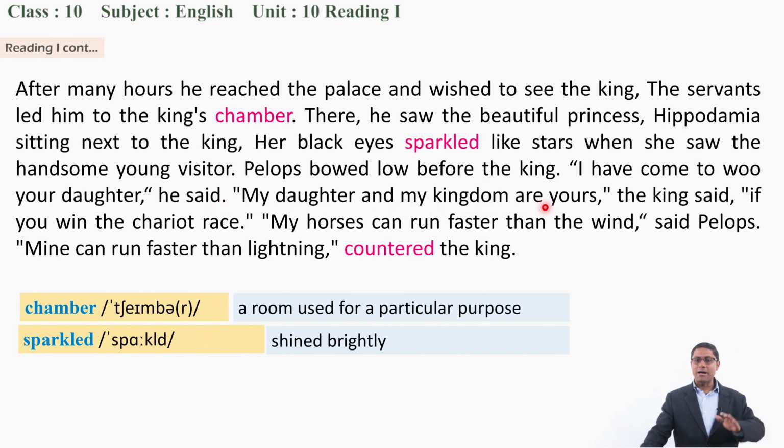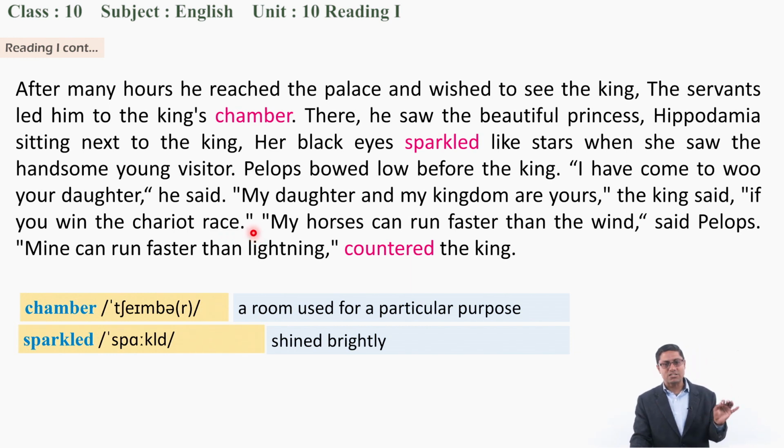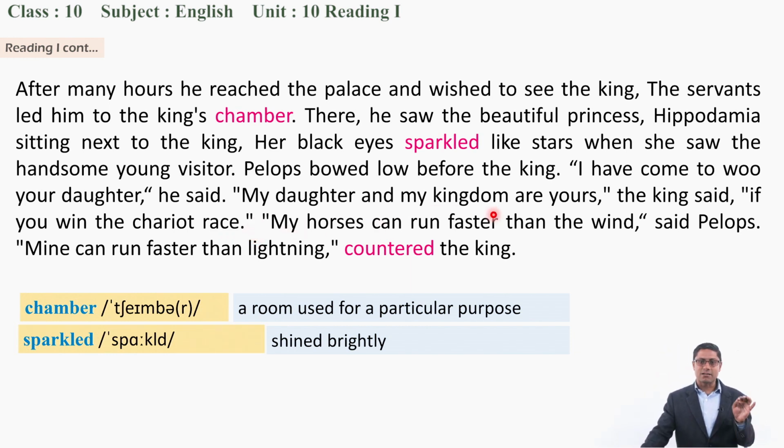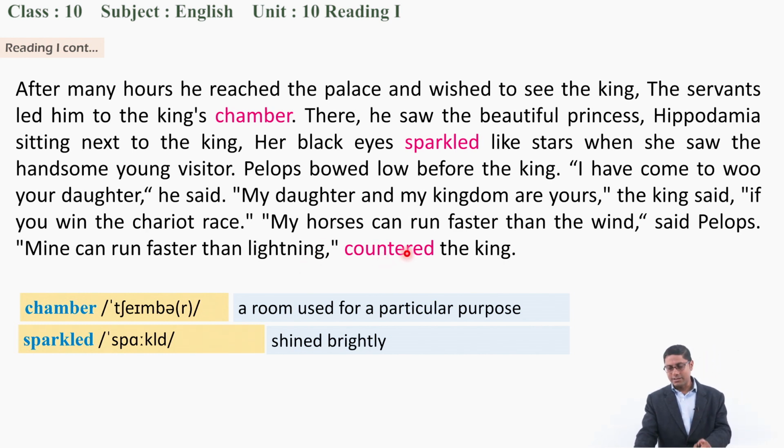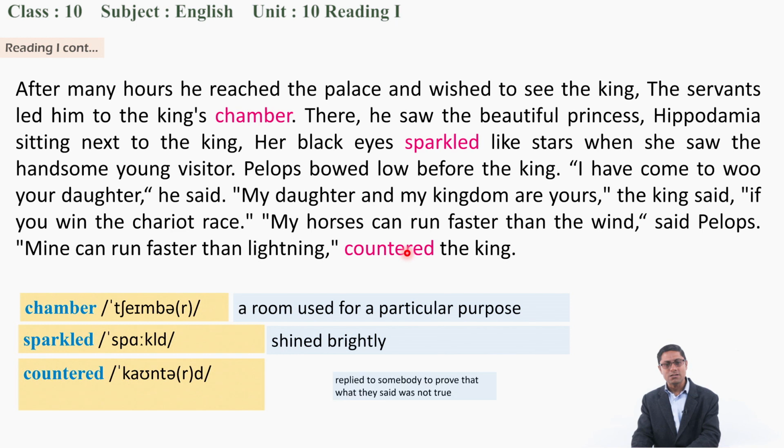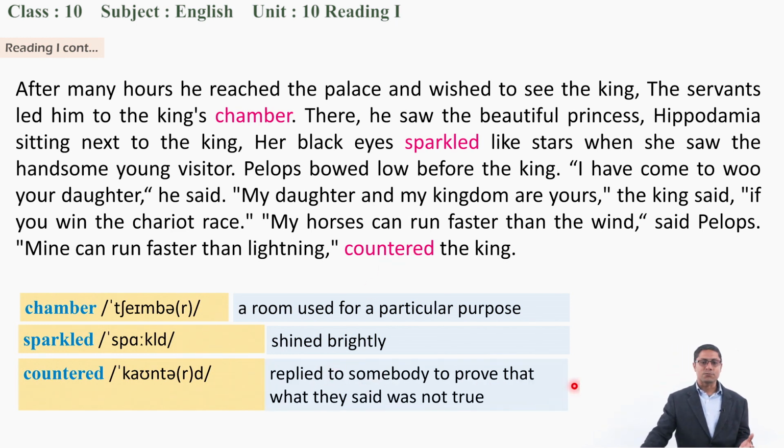My daughter and my kingdom are yours, the king said, if you win the chariot race. We already know that there was a condition to win the race. My horses can run faster than the wind, said Pelops. So he was confident that he would win. But the king also countered him, saying, mine can run faster than lightning. See there, his can run faster than lightning. The king countered. Do you know the meaning of the word countered? Countered means reply to somebody to prove that what they said was not true. Means Pelops would not win. He would win because his horses run faster than lightning, the king meant to say that.